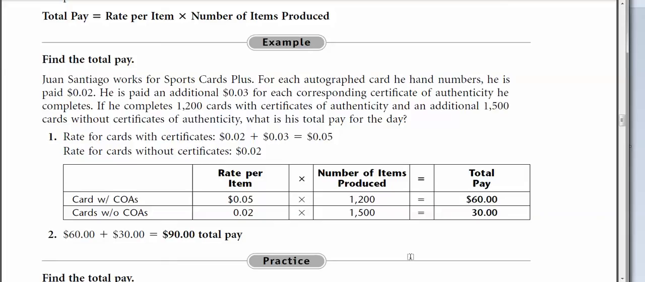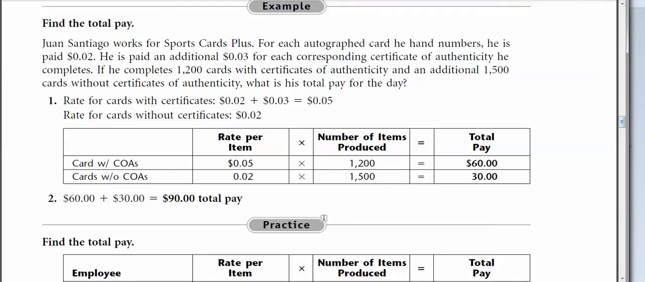I read that wrong. If he completes 1,200 cards and certificates of, now I can't even say it. Okay, an additional 1,500 cards without the certificate. What is his total pay for the day? So notice I just skipped the, now I'm not going to be able to say it. Okay, you could just laugh at me. Now, you know how it is when you go to say something and it just isn't going to come out right, even though you know the word.